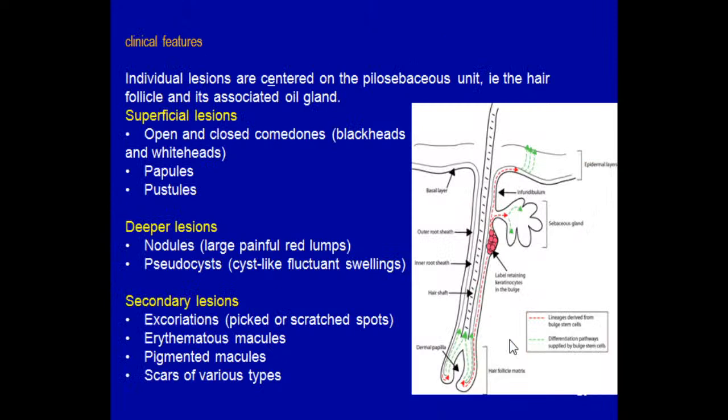Clinical manifestation. Individual lesions are centered on the pilosebaceous unit, the hair follicle and its associated oil gland. Superficial lesions: open and closed comedones, blackheads and whiteheads, papules, pustules. Deeper lesions: nodules, large painful red skin rashes, pseudocysts, cyst-like fluctuant swellings. Secondary lesions or post-acne: excoriation, erythematous macules, pigmented macules, scars of various types.